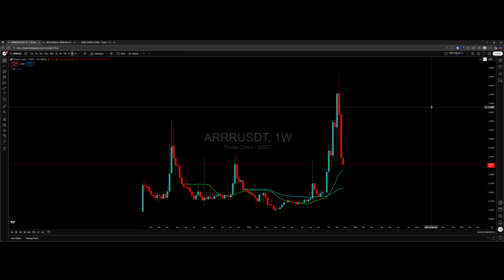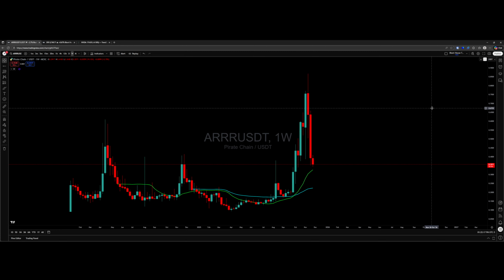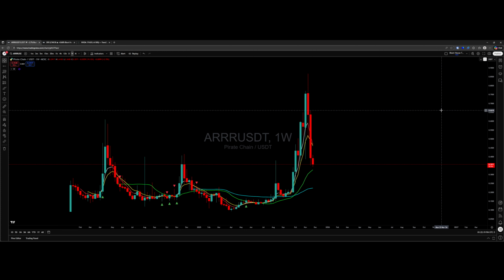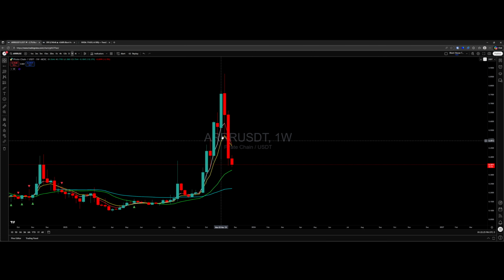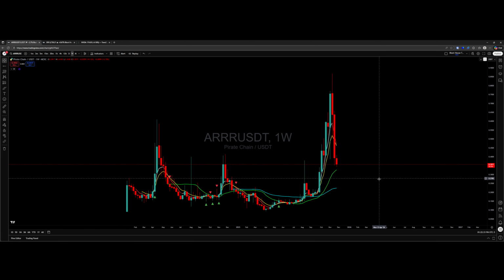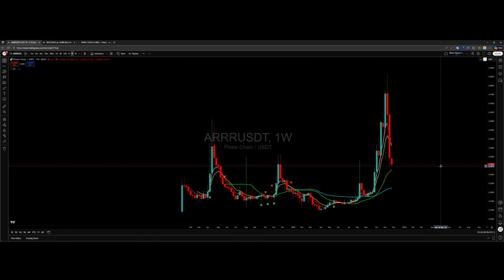Here's Pirate Chain. Another example of a privacy coin that went batshit crazy, spiked, created those two equal tops, created a point on our short-term indicators, which are telling us that there's a big sucking sound pulling that thing down. And where do you think it's going to go? Oh, I don't know. Maybe the 20?